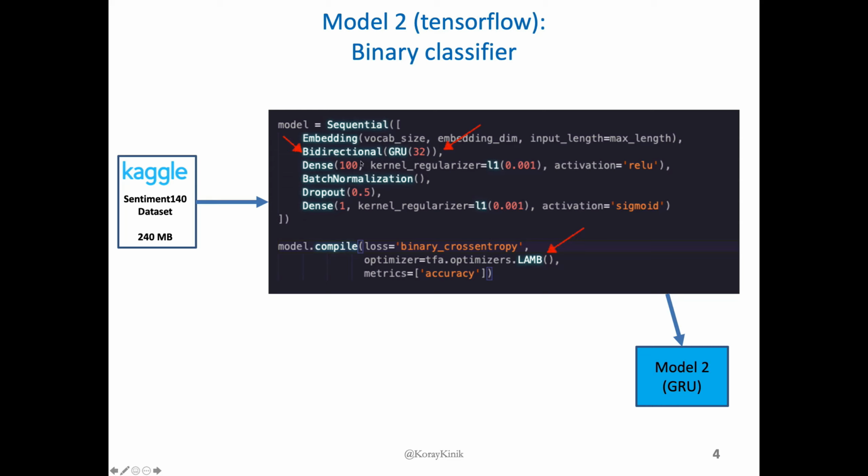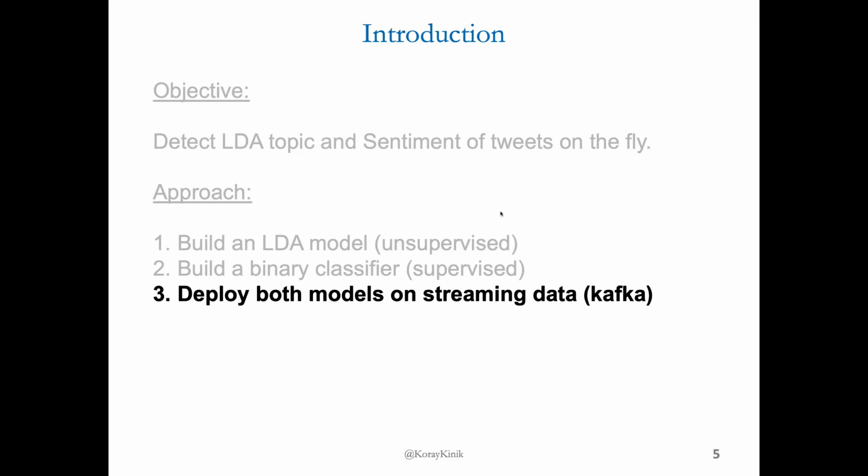It must be extracted. That being said, I also used the Lamb optimizer. It's a quite new optimizer, and I was excited to implement it in this model. I have dropout layers and regularizers for preventing overfitting. The second part of the project is deploying these two models.